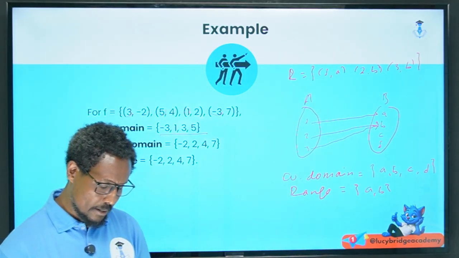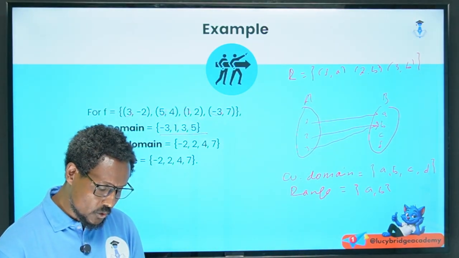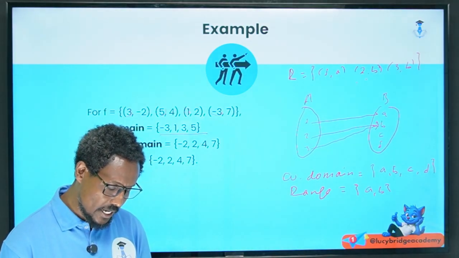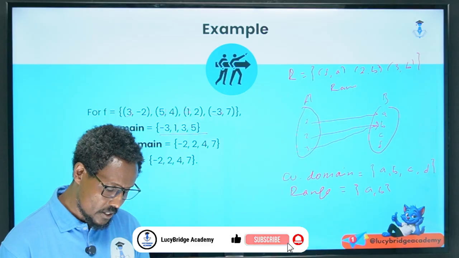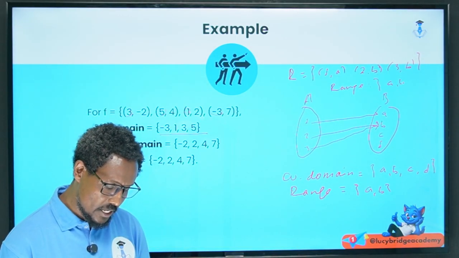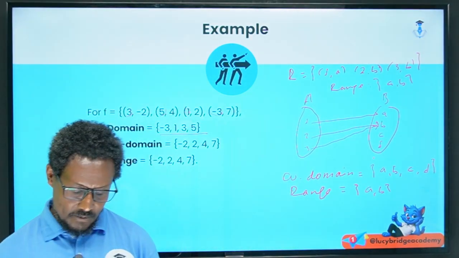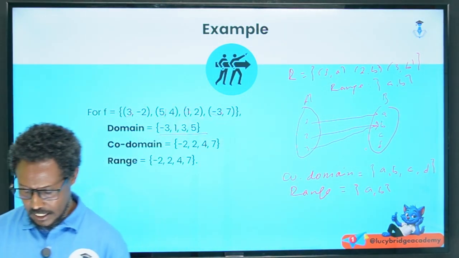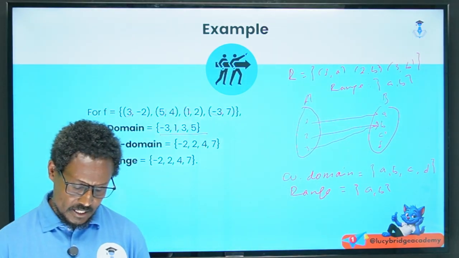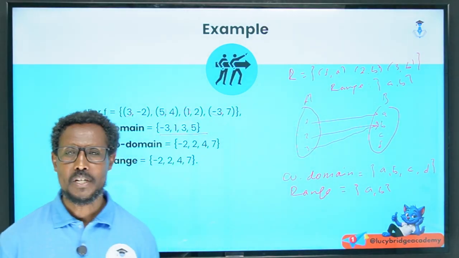1 ከA ጋር ማፕ አድርጓል፣ 2 ከB ጋር፣ 3 ከB ጋር ማፕ አድርጓል። In this case 1, 2, 3 are domains. A እና B range ይሆናሉ። A and B only are range, whereas the possible second components or possible values A, B, C, D can be codomain. That is the difference between codomain and range.